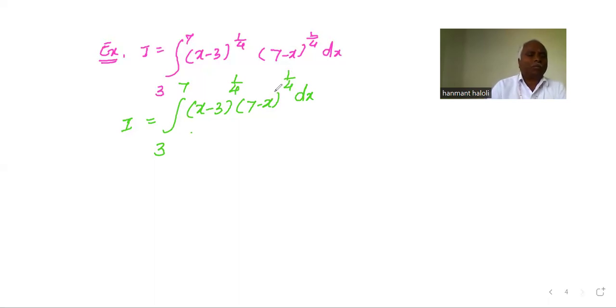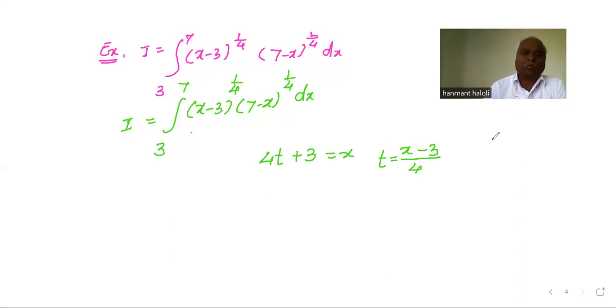In such cases, how to substitute? Here 4t plus 3 means the difference between these two limits. This 3 is also here, and this is also here, so take the difference between these two. You put this parameter equal to x, so x minus 3 upon 4 equal to t. T equal to x minus 3 upon 4. This is our substitution.